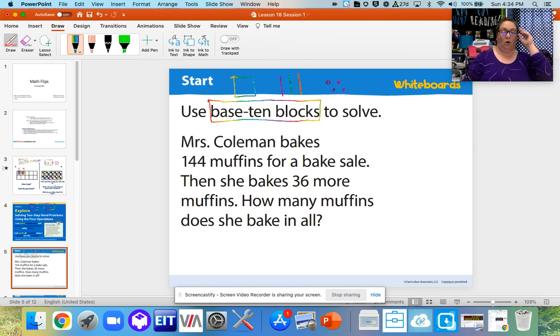All right, so Miss Coleman bakes 144 muffins for a bake sale. Then she bakes 36 more muffins. How many muffins does she bake in all? All right, so get your whiteboards, and I'm going to give you a few seconds to solve this. All right, you can pause the video and solve it. I'm going to read it one more time. Miss Coleman bakes 144 muffins for a bake sale. Then she bakes 36 more muffins. How many muffins does she bake in all? All right, pause the video and solve it.